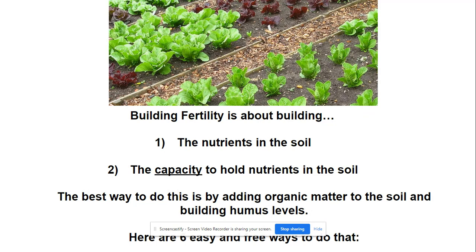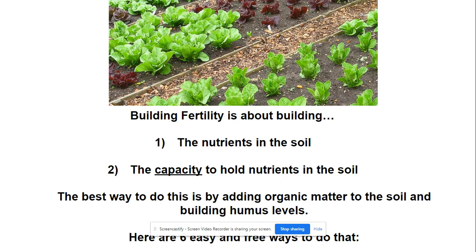Well, when we're talking about building soil fertility, what we're really talking about building is both the nutrients in the soil as well as the capacity of the soil to hold those nutrients and moisture in the soil. You can't really have one without the other. I suppose you could have the capacity to hold nutrients, but without nutrients, not all the nutrients maybe, but generally we're talking about both of them. You definitely don't want to have nutrients without the capacity to hold those nutrients in the soil.